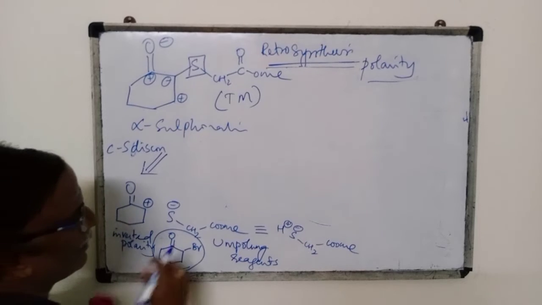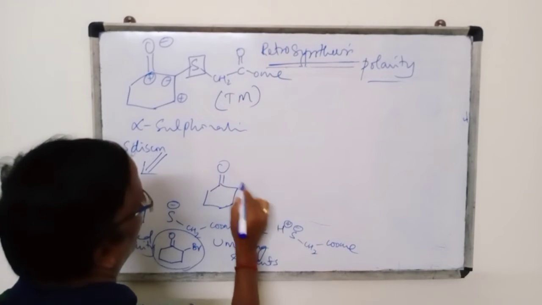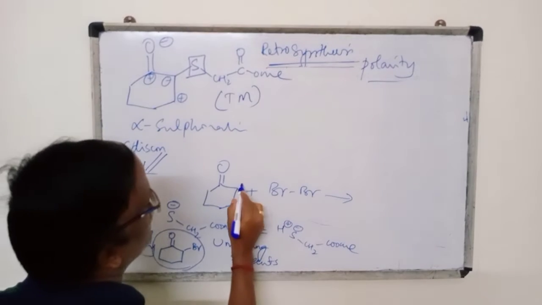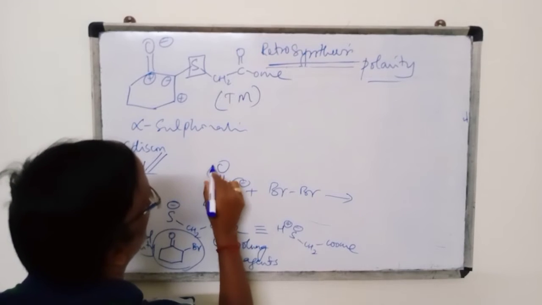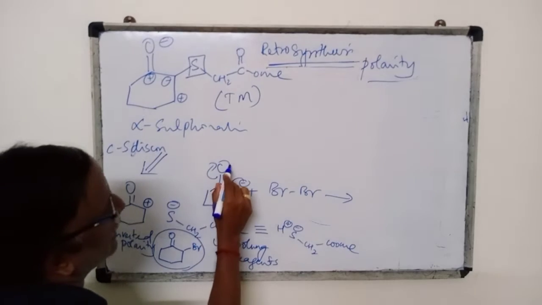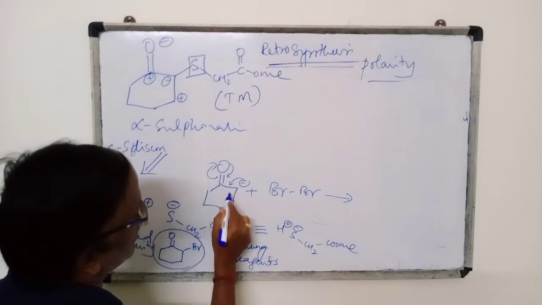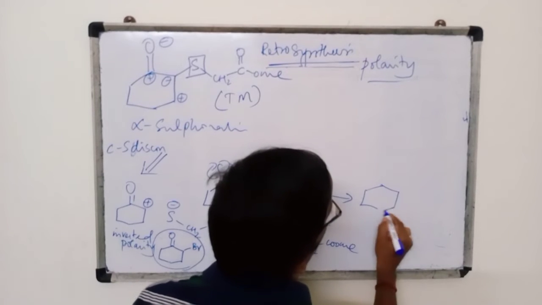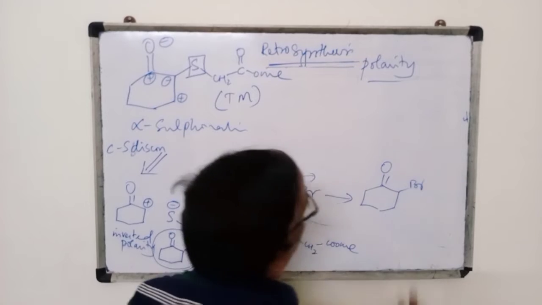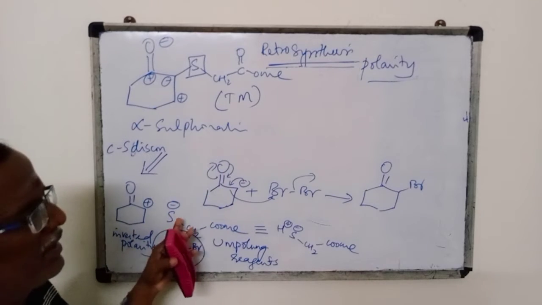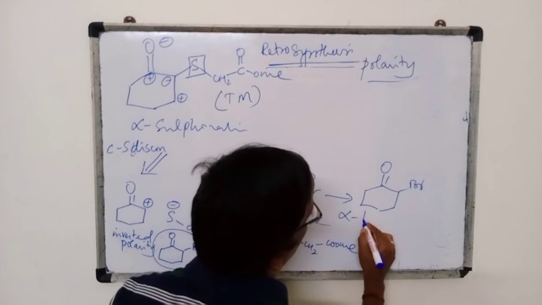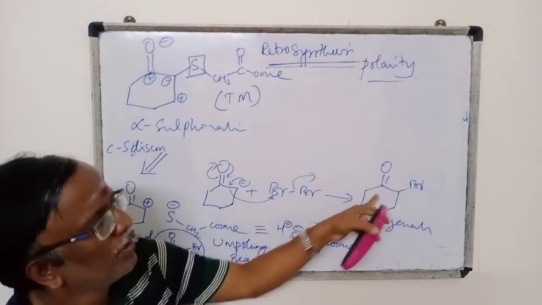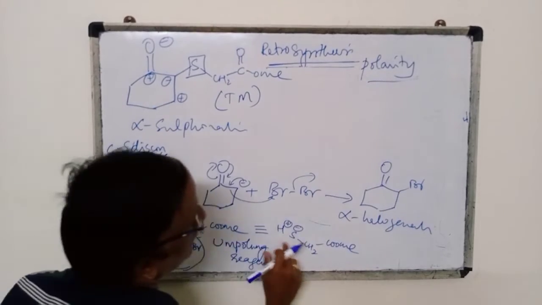You take a cyclohexanone and do the alpha halogenation, meaning you generate an anion here. This anion is going to form an enolate. This enolate is going to form a double bond, C double bond O, and attack, and Br is eliminated. So you will get an alpha halogenated compound. Cyclohexanone is a very simple starting material. You do the alpha halogenation to get this compound.